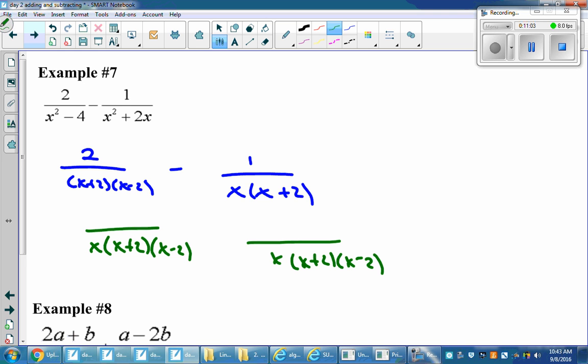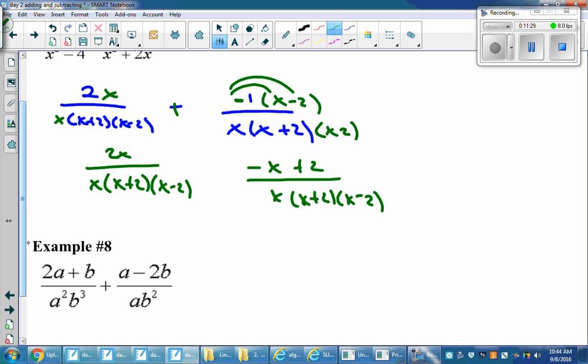Now again, I need to figure out what changes I made. This denominator picked up an x in the bottom, so if it picked up an x in the bottom, it has to pick up an x in the top, so that's going to be 2x. Right here, this denominator picked up an x minus 2, so if it picked up an x minus 2 in the bottom, it has to pick up an x minus 2 in the top. And just like we did before, I would connect that negative to that one that's in the top, changing that to a plus, and then I would distribute that in. That's going to be a negative x and a positive 2.